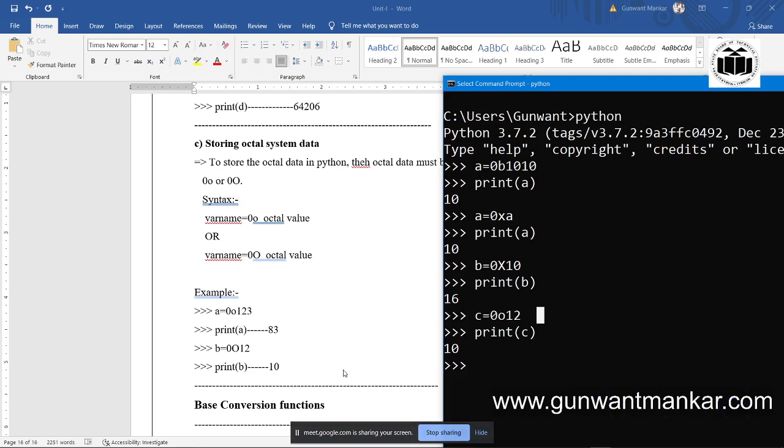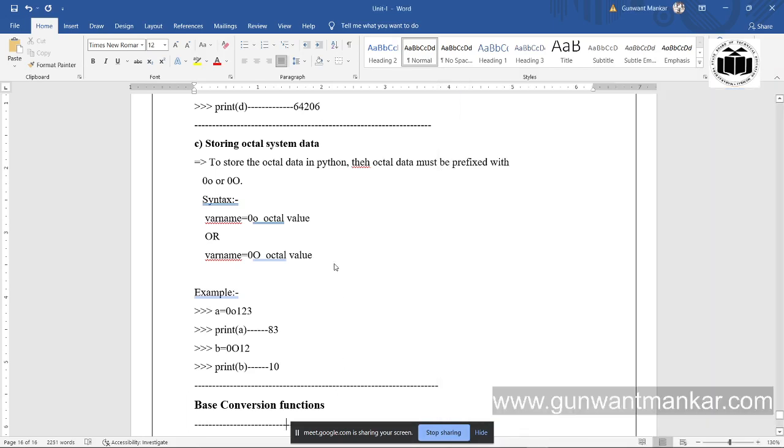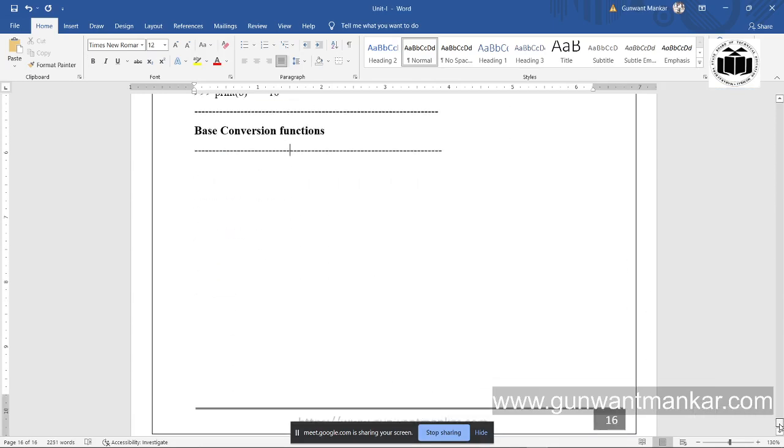So today we are going to see base conversion functions, how we can convert one number to another number system. Just wait guys, 2 minutes.